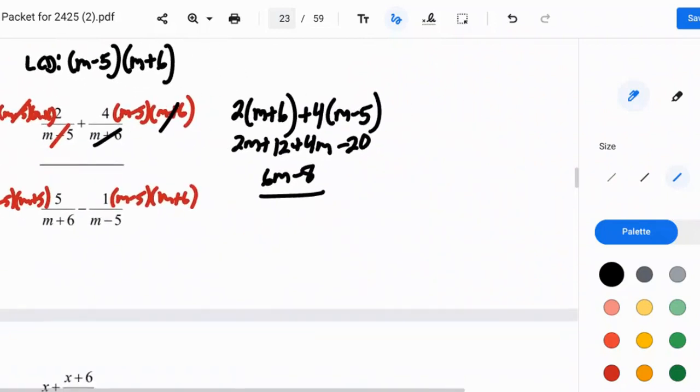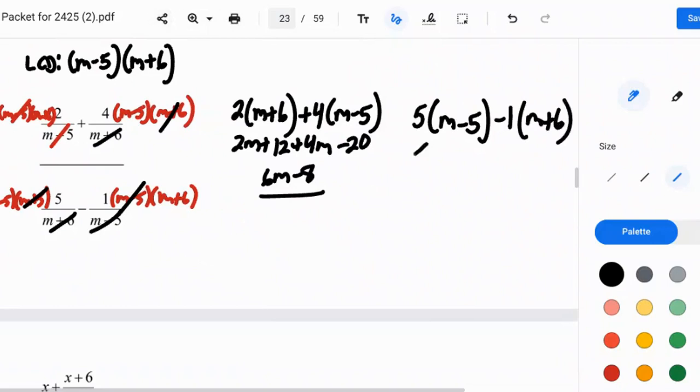My bottom, the m plus 6's cancel, so I'm left with 5m, or 5 times m minus 5. The m minus 5's cancel. I'm left with minus 1 and an m plus 6. So if we multiply this out, that's 5m minus 25 minus m minus 6. So that comes out to be 4m minus 31. All right, let me check my work. I think that looks pretty good.